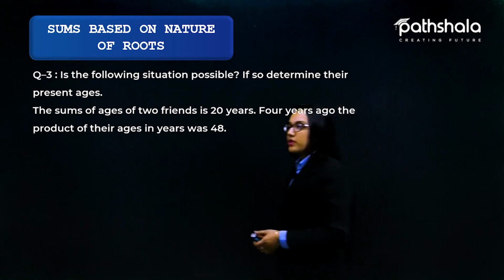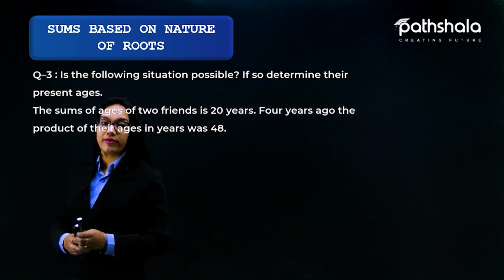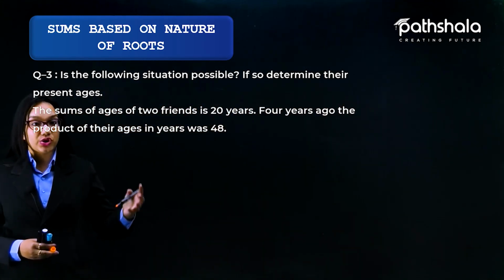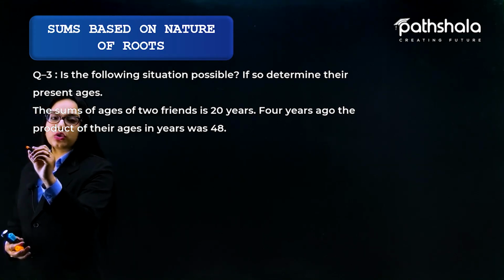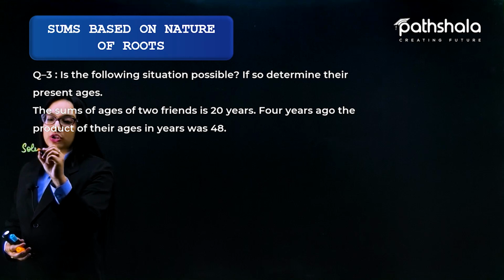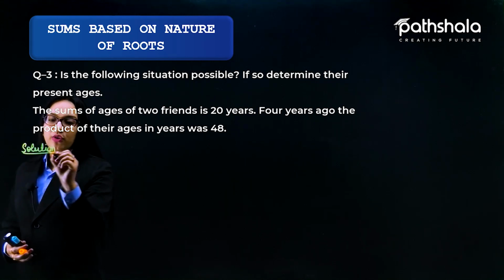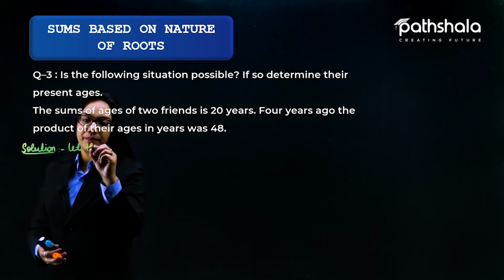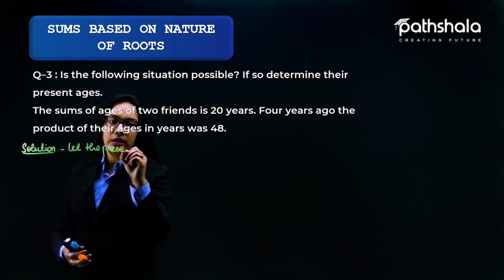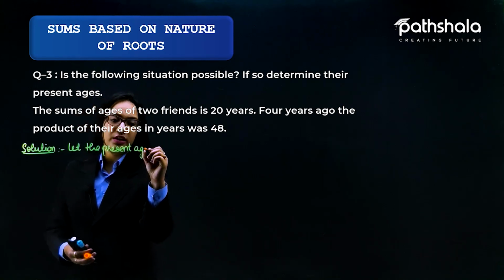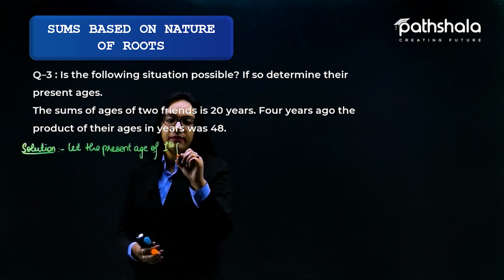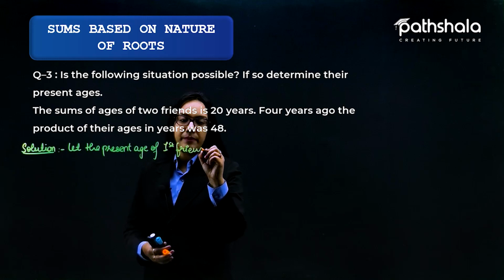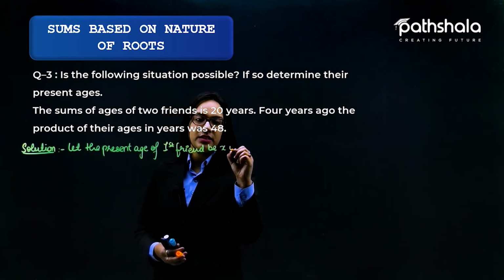So let's just talk about this question. First of all, we have to find the present ages of the two friends. So let's just assume the ages first. Let us suppose I'm starting the solution by taking the assumption of their ages. So let the present age of first friend be X years.